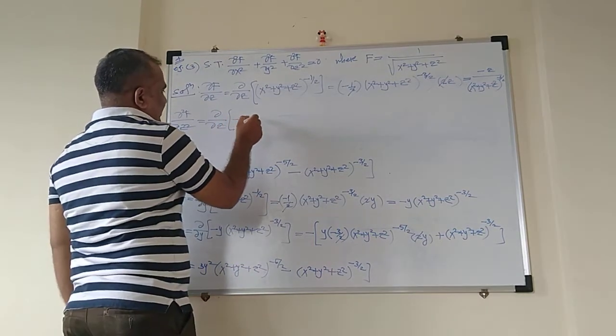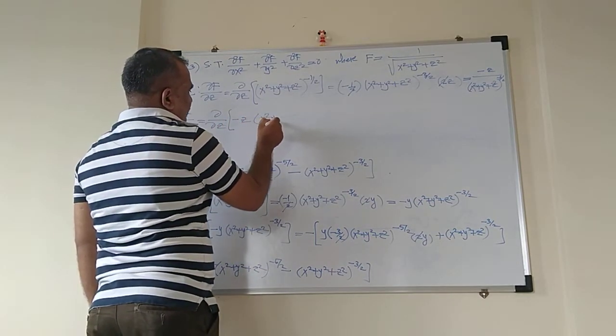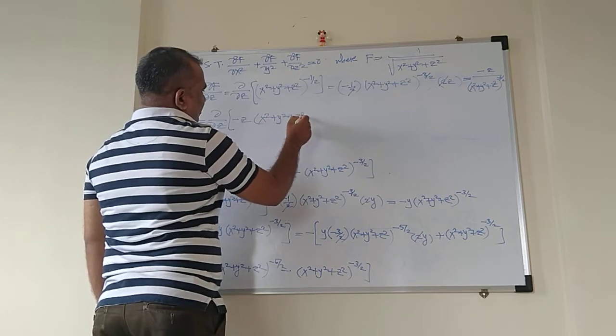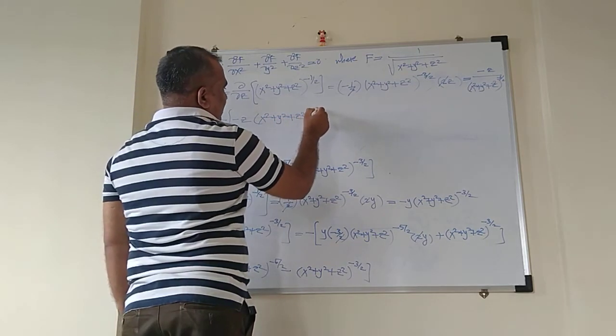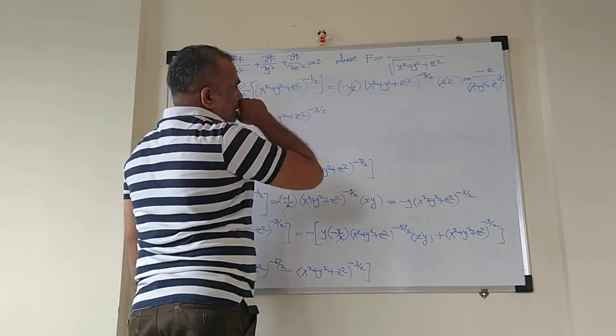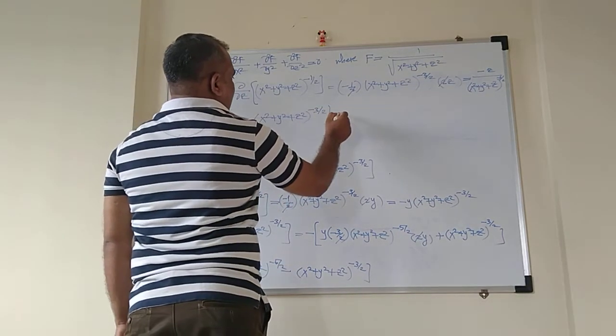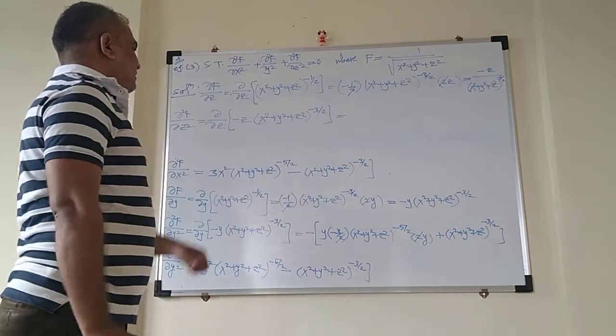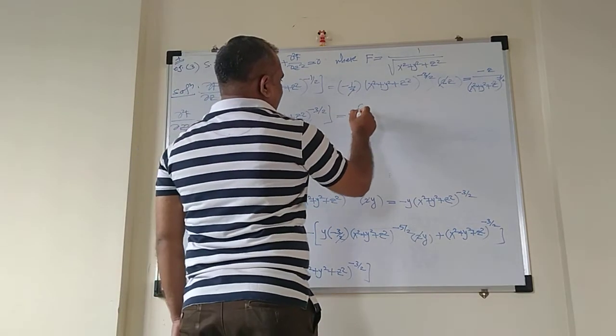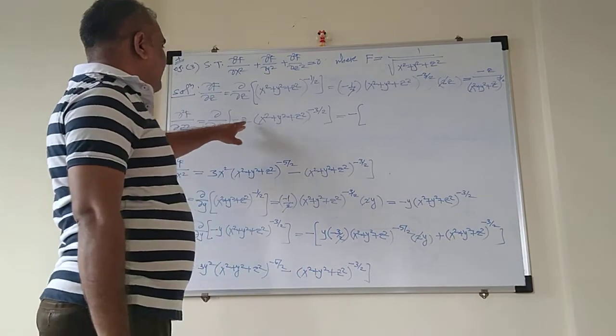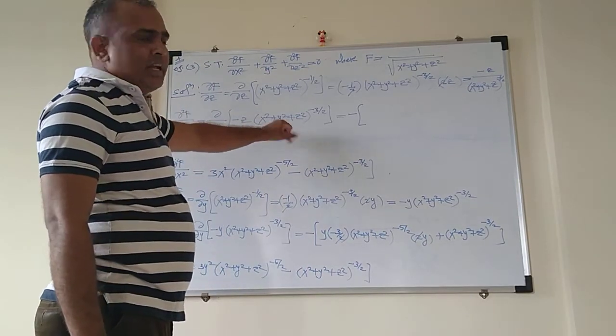This is equals to minus z into (x square plus y square plus z square) raised to power minus 3 by 2. This is equals to, now differentiate this. Let us take the negative sign outside and differentiate. So z is the first function, this bracket is the second function.